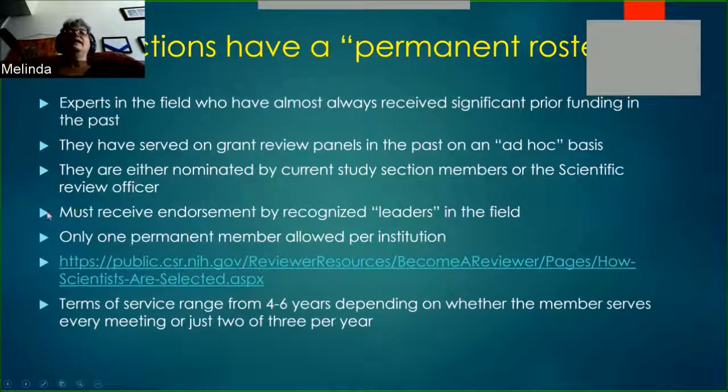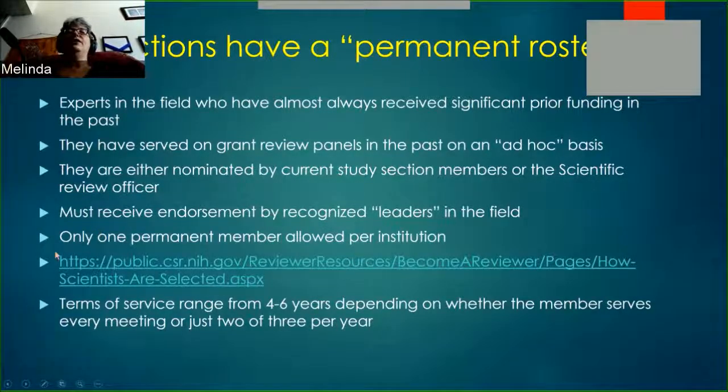After they're nominated, they then must receive endorsement by recognized leaders in the field. I used to serve as a standing study section member, but I've been off for several years. It's not unusual that when they want to put a new permanent member on, the scientific review officer will shoot me an email or call me up and say, I want to put so-and-so on that study section. Do you believe that this person is actually a leader in the field and appropriate to be on the study section? They want to make sure that well-respected people are on the study section.